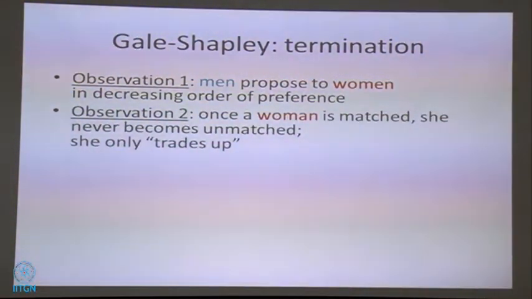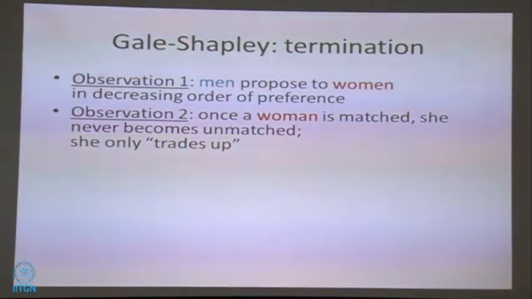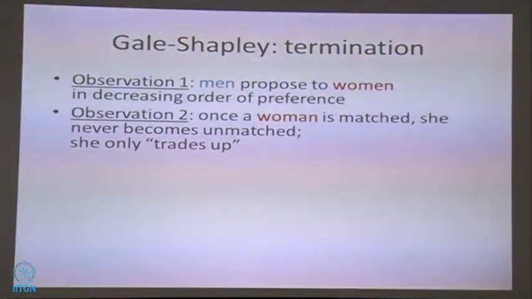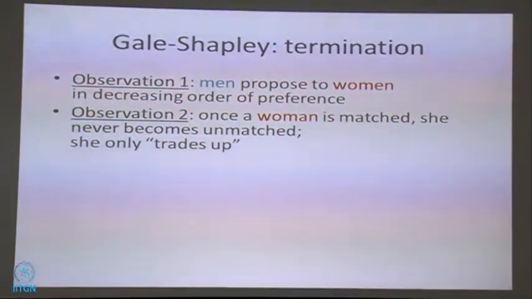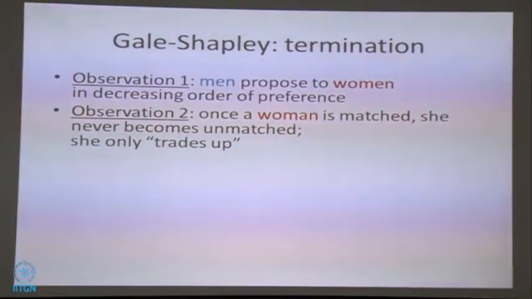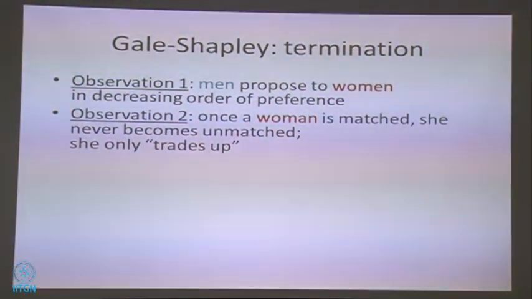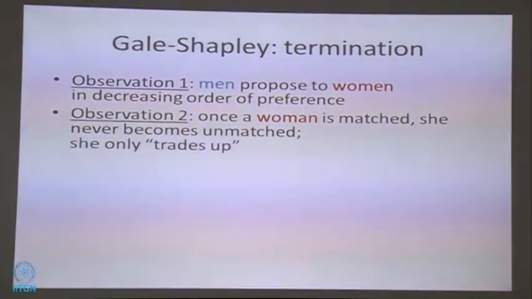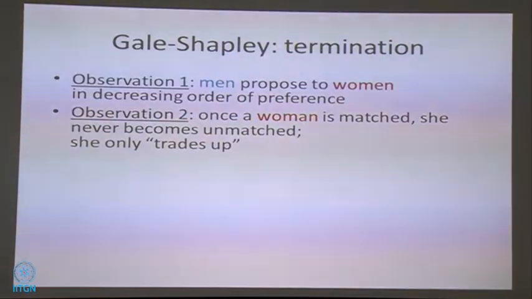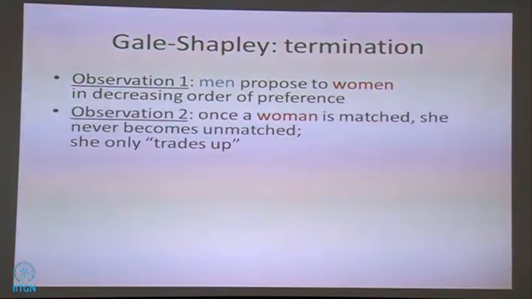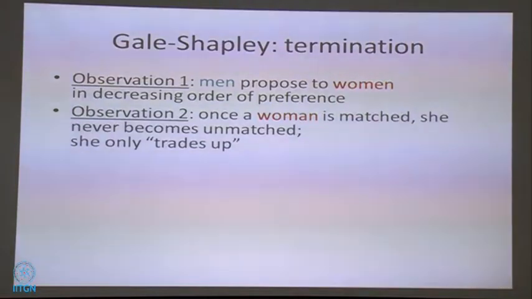So the second observation, which is actually very interesting: once a woman is matched, she never becomes unmatched, and she only trades up. Right, so if you think about it, the guy's position throughout the execution of the algorithm only gets worse. So at the very first step, maybe a guy proposes to his most preferred woman, and he's lucky, he's provisionally matched to her, but if she rejects him, he has to go down his preference list. Right, so his provisional matching only gets worse. For women, the situation is the opposite. She starts out being unmatched, and her first proposal is, well, whoever came along. But from then on, if her partner changes, he only changes for the better.